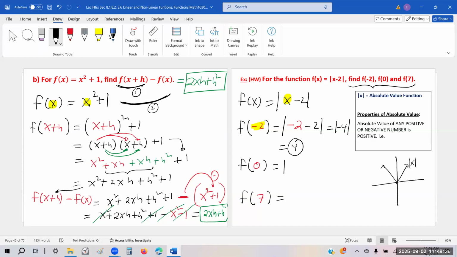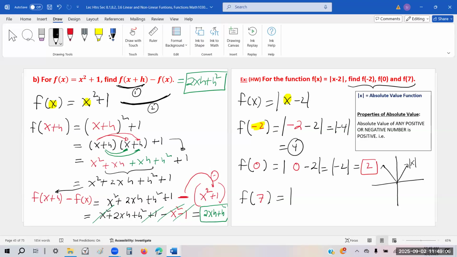Second scenario, we have 0 minus 2. We have -2, but with the absolute value, the answer is +2. Because -2 inside the absolute value means how much is the distance between 0 and -2. 2 units.